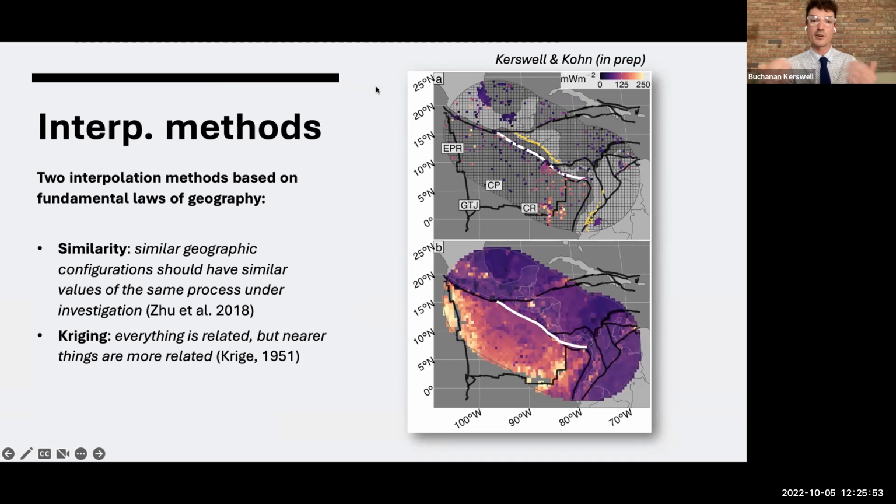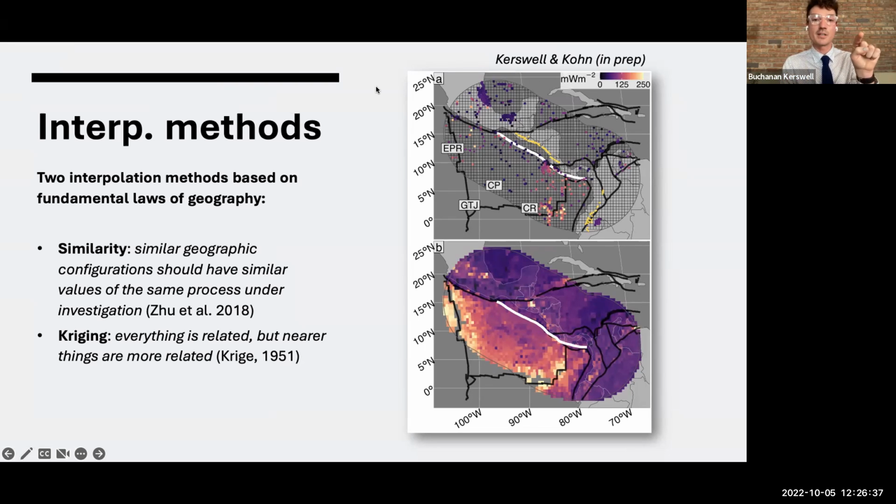Okay, so similarity brings in our geologic knowledge to estimate heat flow, and it's completely ignorant of the spatial information, which is the opposite of the other technique that we use, which is called kriging, which a lot of people are familiar with. The fundamental law states that everything is related, but nearer things are more related. So kriging doesn't consider any geologic information at all. All it considers is, I measured heat flow here. If I move 5 meters away and take another heat flow measurement, I would predict that those two measurements should be very similar.